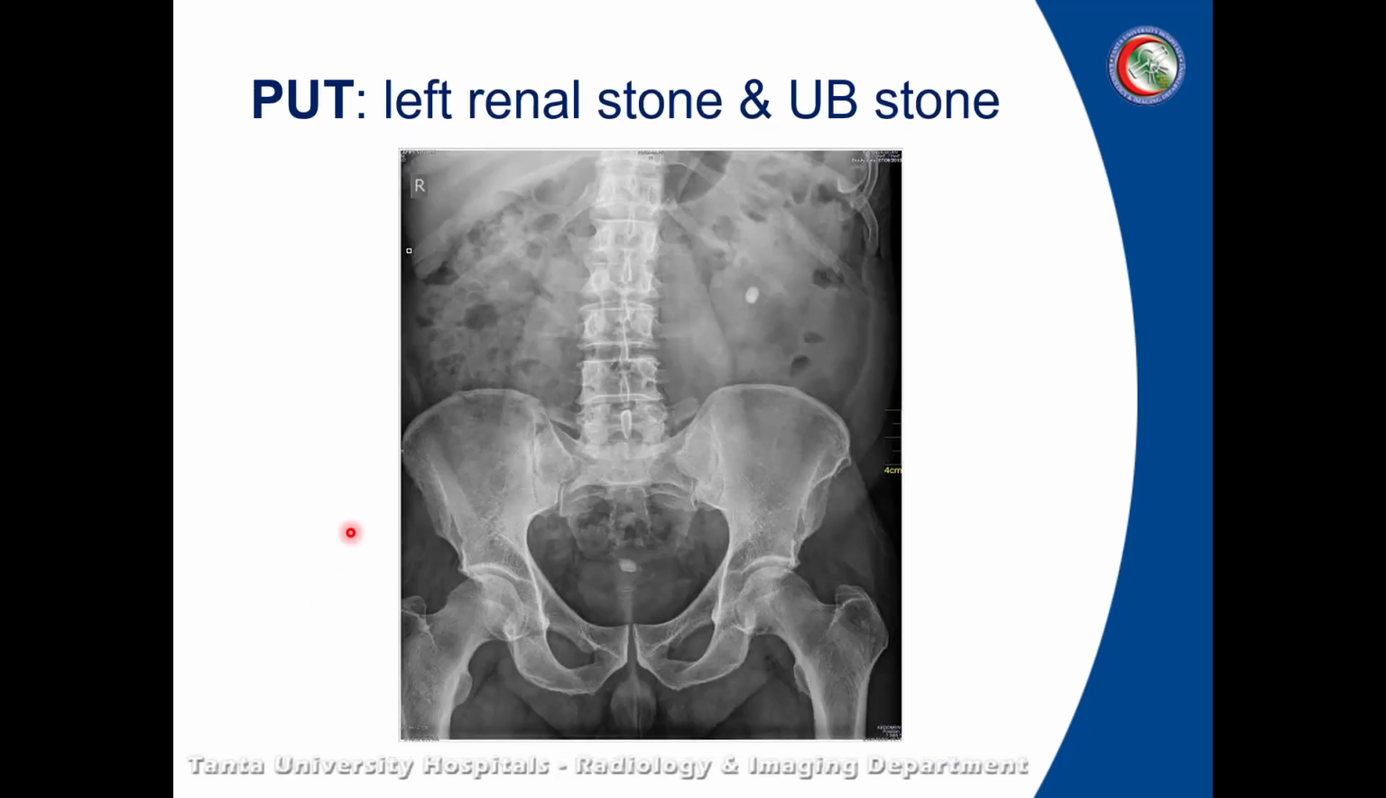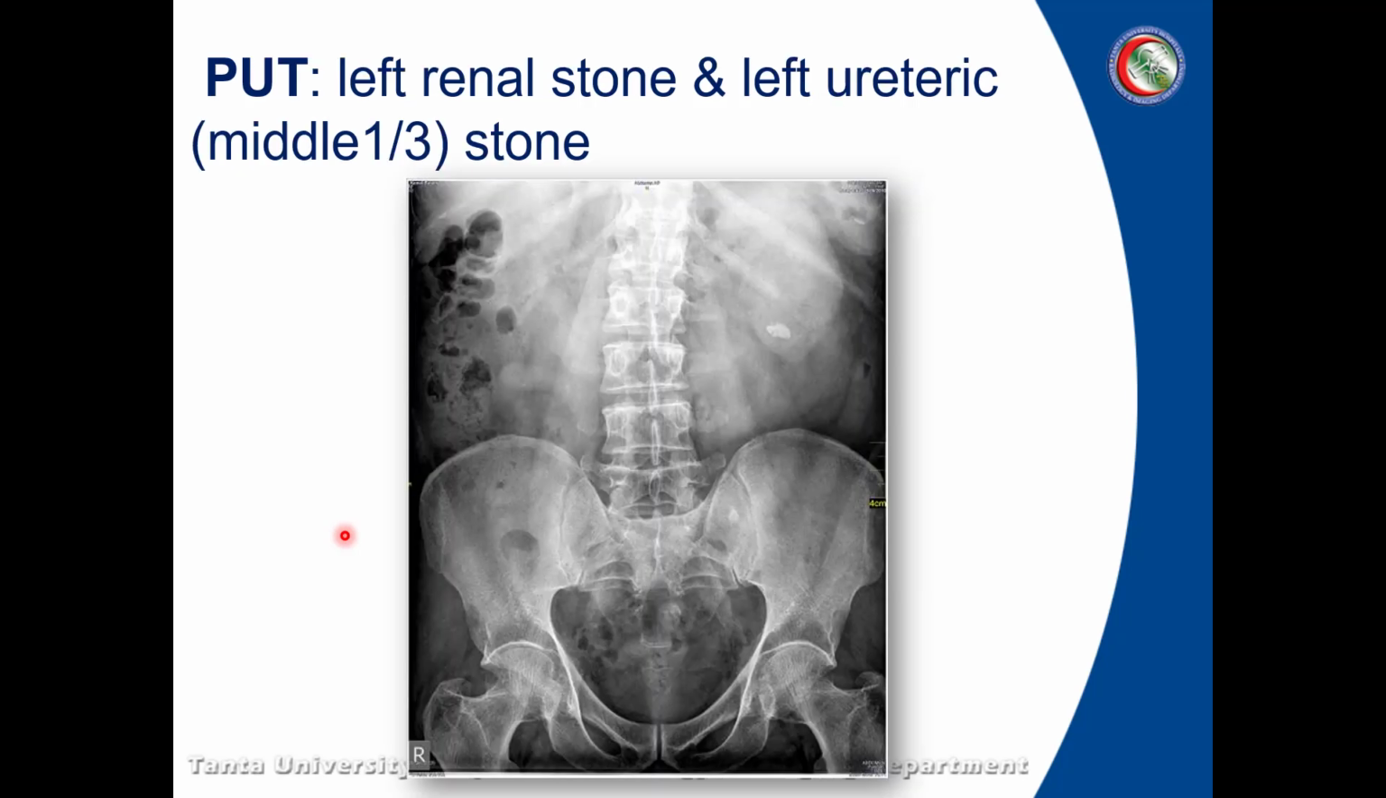Another one, also PUT, the same as before, showing radio-opaque shadow in the region of the left kidney, left renal stone, and another one in the region of the pelvis, urinary bladder stone. The full comment is PUT showing left renal stone and urinary bladder stone.